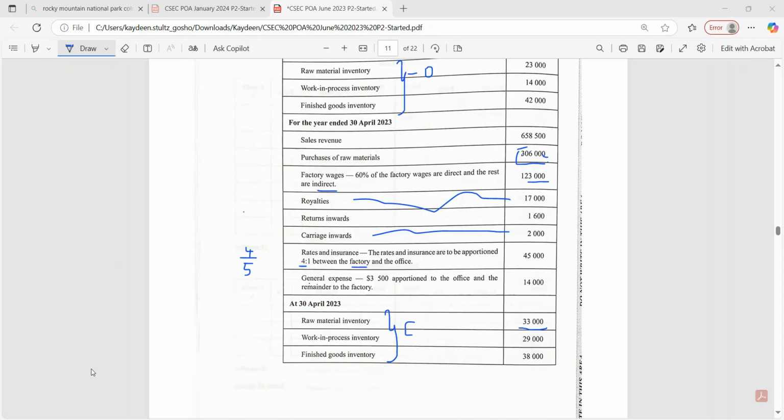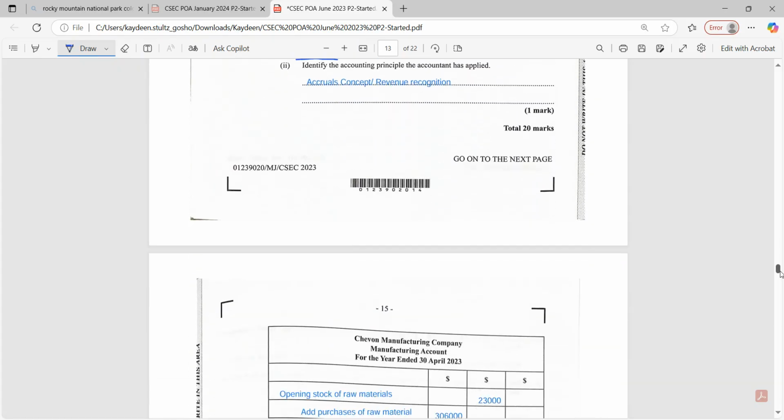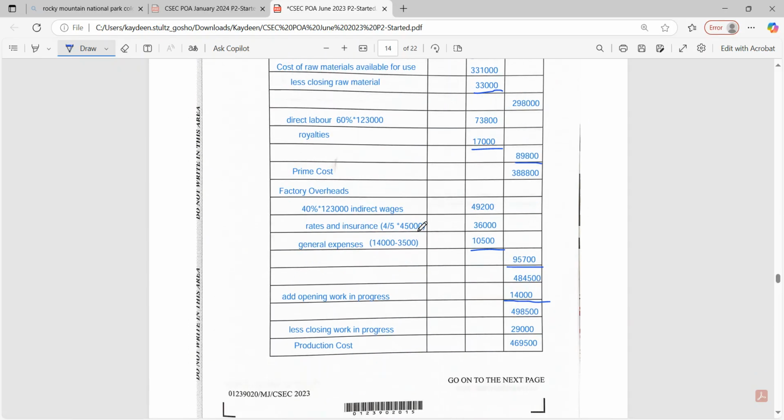14,000 minus 3,500, and that is equal to 10,500. So that is for overheads. So now we're just going to put those figures into our question. So we got 10,500 for general expenses, $36,000 for rates and insurance, and 49,200 for indirect wages.